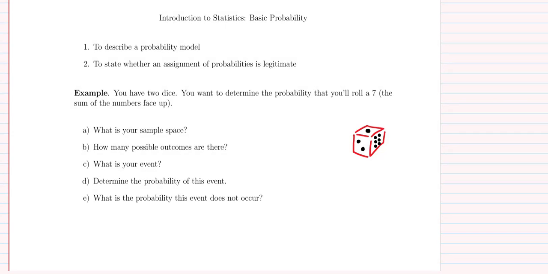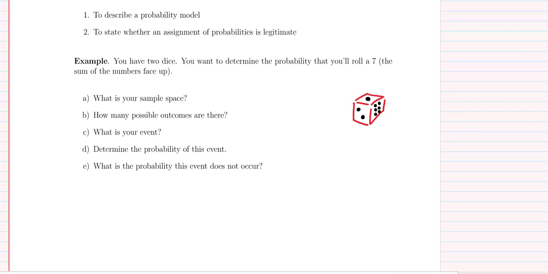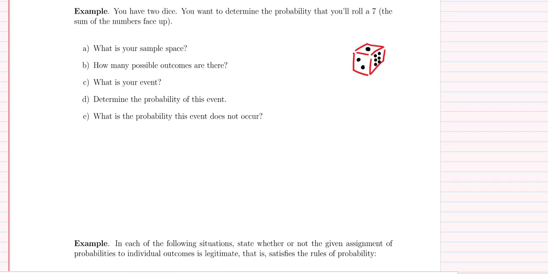In this video, we're continuing our introduction to probability. We'll be working through a few examples in which we'll describe a probability model and state whether an assignment of probabilities is legitimate. Through that example, you'll also be learning what a legitimate probability model means.